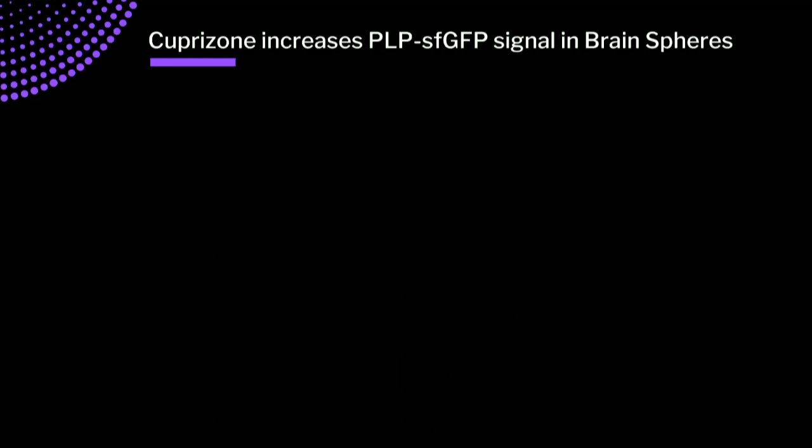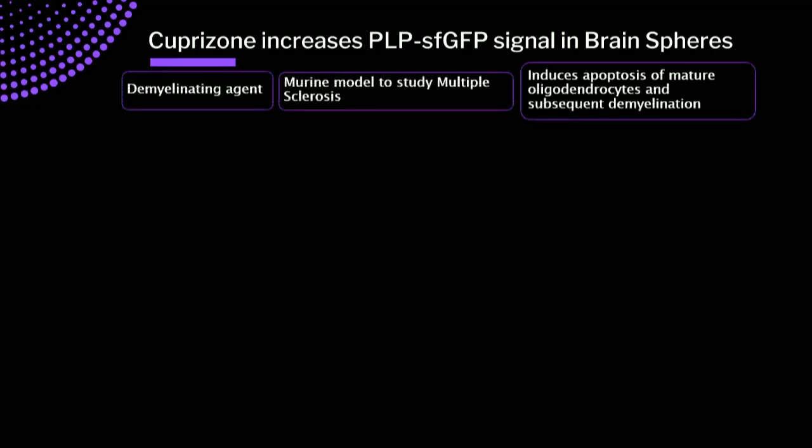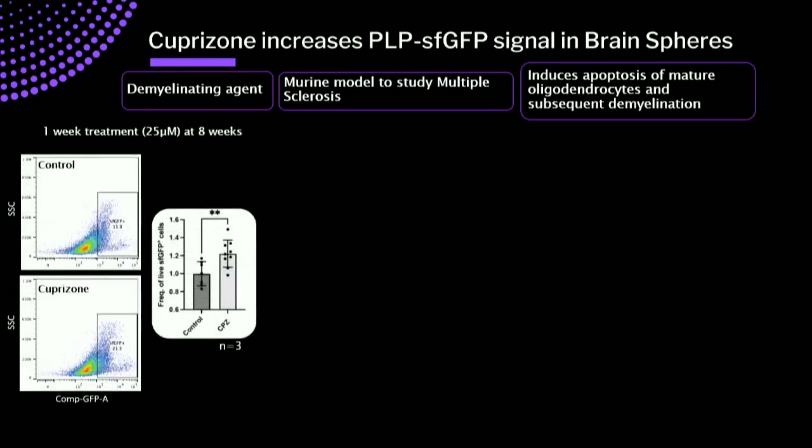Okay, so to validate our tag, then we challenge our brain spheres with cuprizone. Cuprizone is a demyelinating agent that is being used in murine models to study multiple sclerosis. The mechanism is not totally understood, but we know that it induces apoptosis of mature oligodendrocytes and subsequent demyelination. Contrary to what we expected, we saw a significant increase in the expression of PLP and therefore GFP.